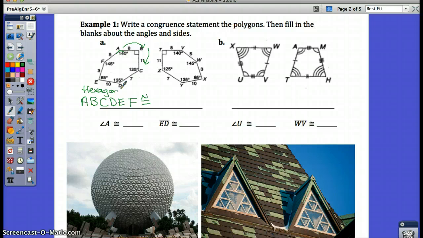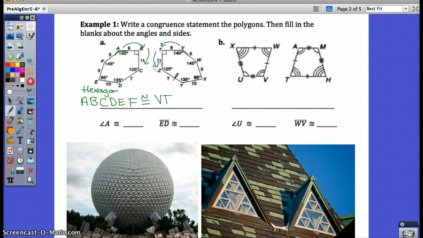Now when you name the second one, you need to match the first and look at the angles. So I started with the 140-degree angle, what are you going to start with over here? The angle that corresponds to that. So it would be V. Then which way am I going to go? Well, I went from the 140 to the 90, so I'm going to go from the 140 to the 90, and now you just go around in a circle.